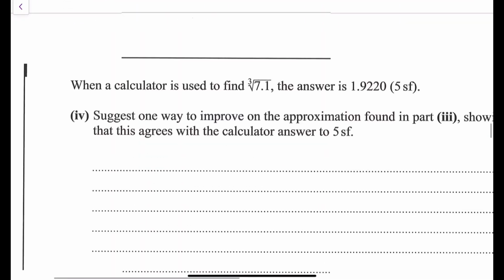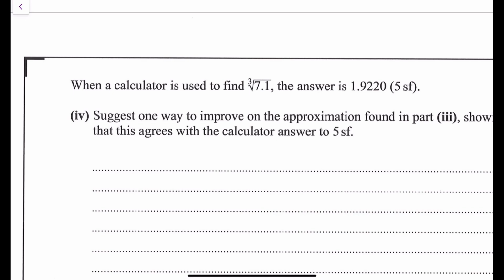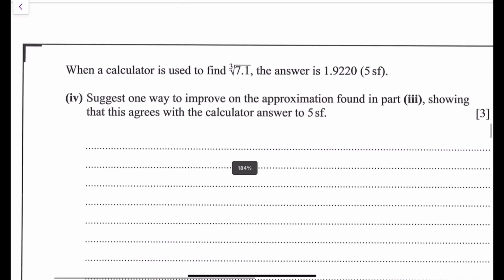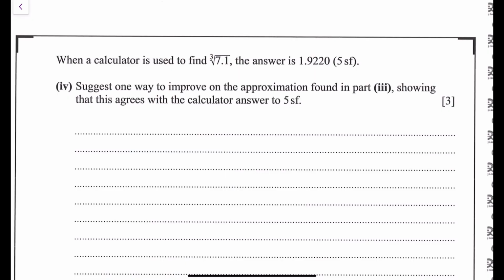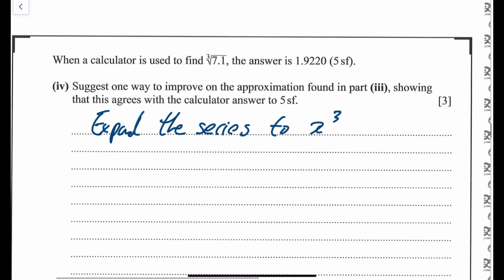Now, the next bit of this question, it says when a calculator is used to find the cube root of 7.1, the answer is a wee bit different than ours, 1.9220. So give one way to improve the approximation found in part 2, showing that this agrees with the calculator answer to 5 sig figs. So we only went up to x squared. So what we could do is expand this series to x cubed. So let's just look at the x cubed term.